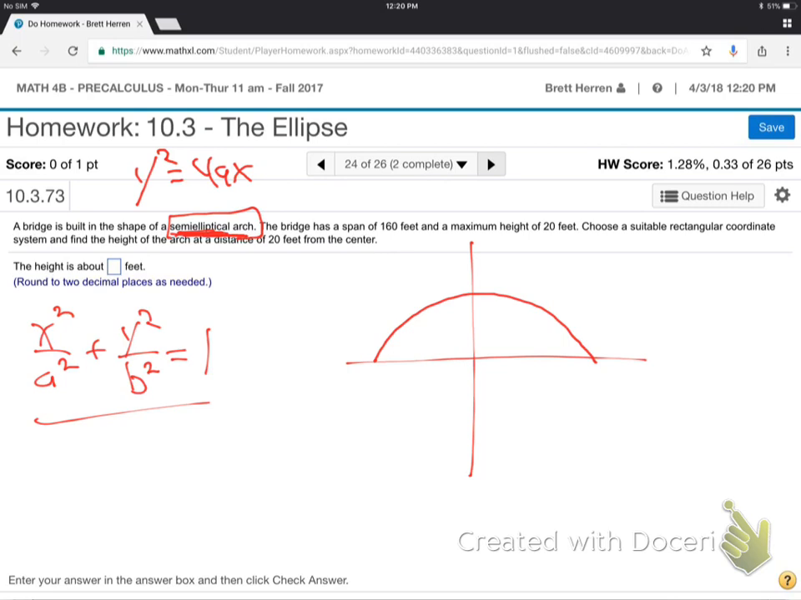They'll tell you. They won't beat around the bush. In the last section, we did some parabola bridges. Now we're doing some ellipse bridges. So they'll tell you what it is. Use the right equation. When it says ellipse bridge, we're going to use the ellipse equation, not the parabola.